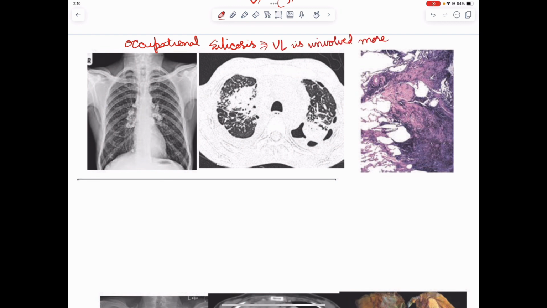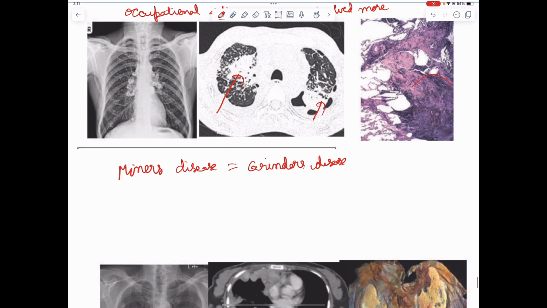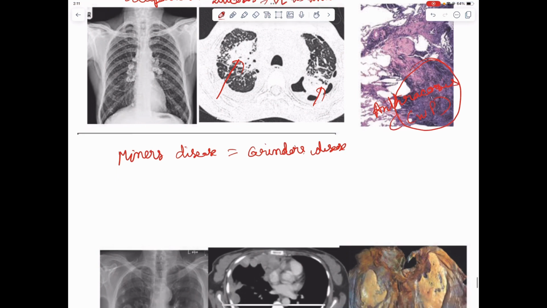Now also remember that Miner's disease is equal to Grinder's disease. See, these are the upper lobes that are being involved here. And this is anthracosis, blackish deposition, and this is also known as coal worker pneumoconiosis because it is occurring in coal workers.